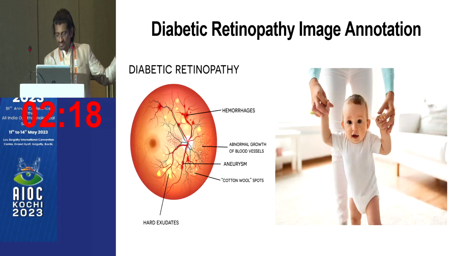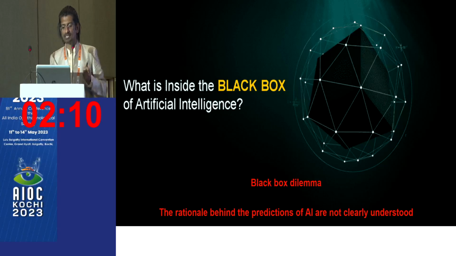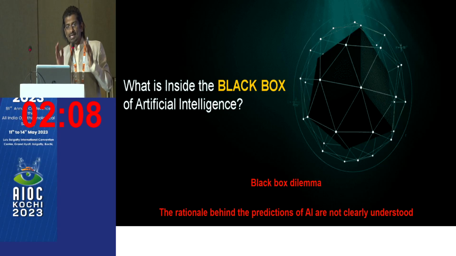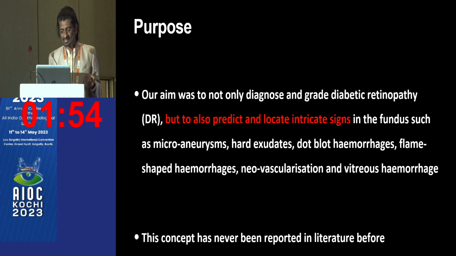Now we have to teach what is diabetic retinopathy, and that is again another original article of ours, recently published in 2023. How did we customize in making an AI? Because AI has a black box limitation or black box dilemma. The rationale behind its predictions is not fully known. Why does it predict the way it predicts? To overcome the black box dilemma, we use this convolutional neural network approach, just like the anatomy.